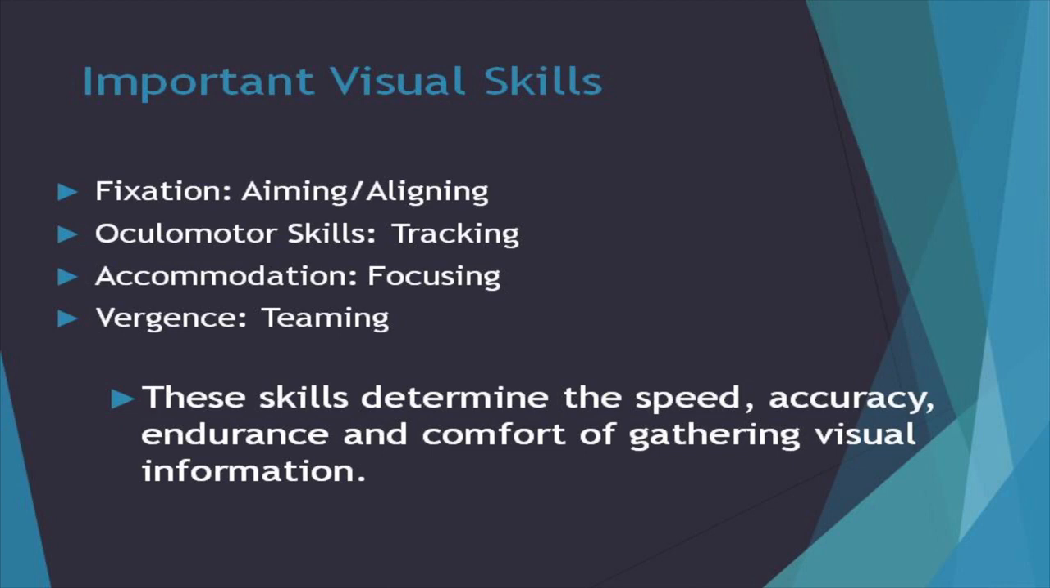Focusing is like a camera zoom in, or unfocusing, camera zoom out to see far. And vergence is your eye teaming. You've probably heard the word convergence, so converge to read the book, diverge to see far away. These skills determine the speed, accuracy, endurance, and comfort of gathering visual information.